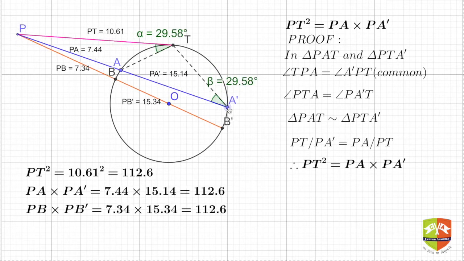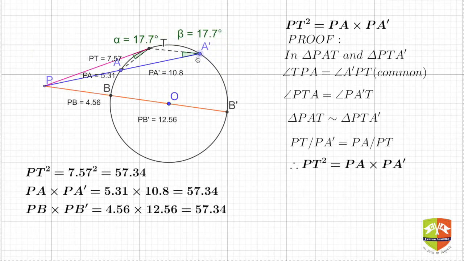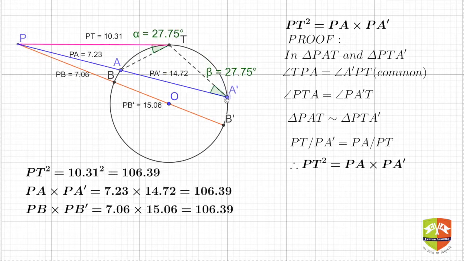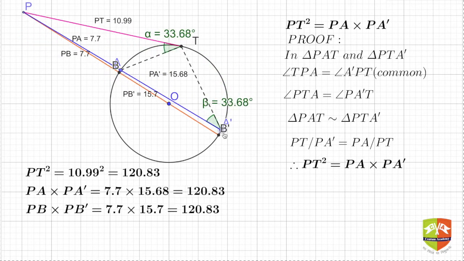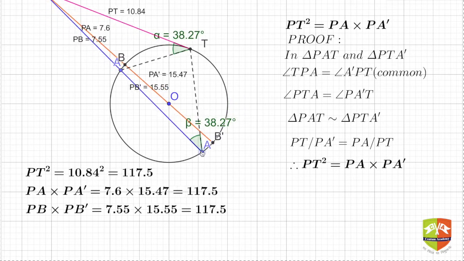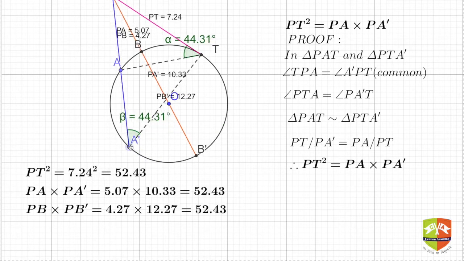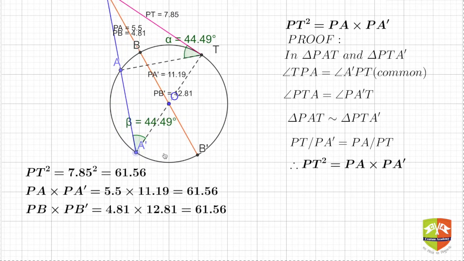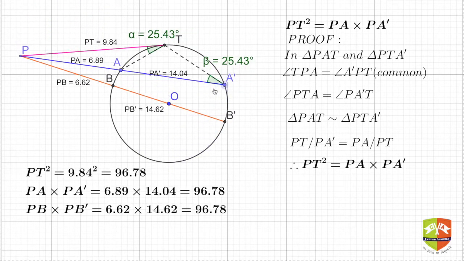So I am moving point A through the diagram, and you can see the values are not changing. They are all the same at any point. Now I've shifted over to the other side, and in any case the values are the same. So this is what this theorem is telling us.